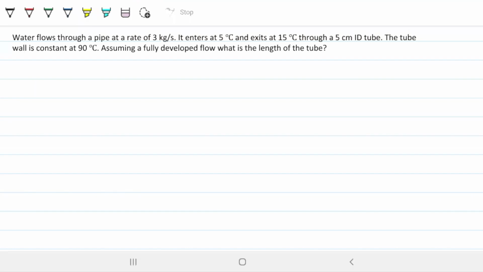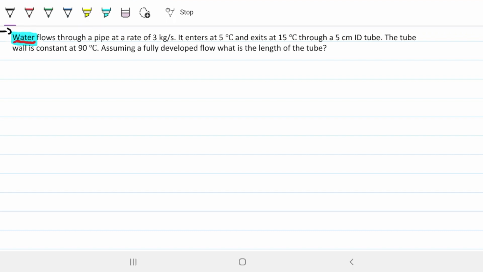Water flows through a pipe at a rate of 3 kilograms per second. So I'm going to triple highlight this guy here, because you guys have been dealing with air for such a long time that now water shows up and you completely disregard the fact that it's water and not air. And a lot of you guys jump to the wrong tables.